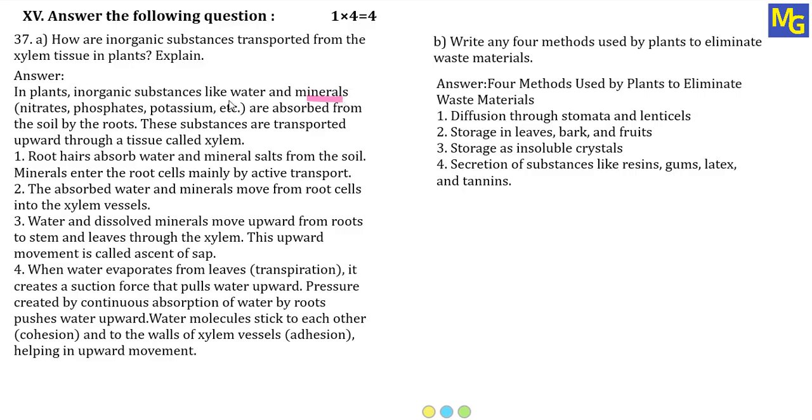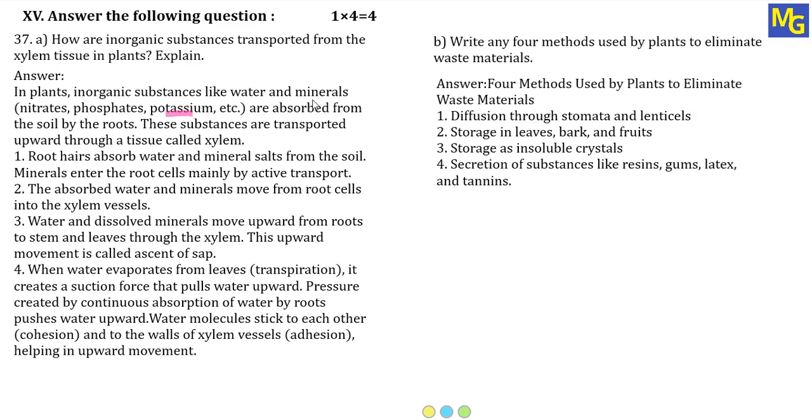Minerals means what? Salts like nitrates, phosphates, potassium, etc. You may be thinking, what do you mean by inorganic? So here there are two types of substances, organic and inorganic. Organic means the substance which is having carbon, hydrogen and oxygen. Remember, organic substances consist of only three elements, that is carbon, hydrogen and oxygen. But inorganic substances means with carbon, hydrogen, oxygen, they will be having nitrogen, phosphorus, potassium, etc.